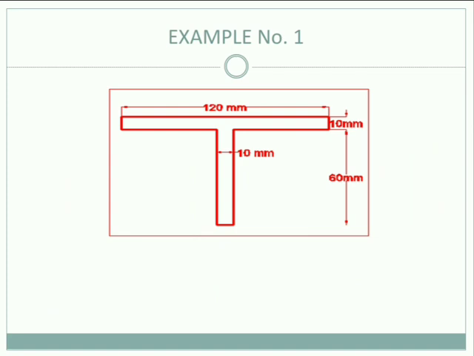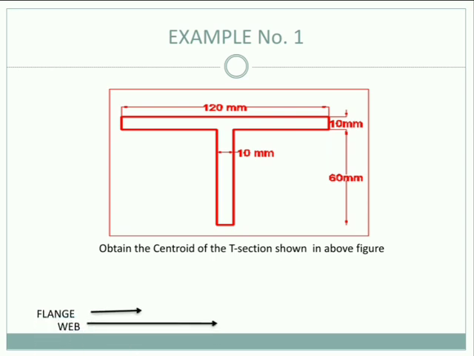So let's start with example number 1. Obtain the centroid of the T section shown in the above figure. So we will be basically following those 4 steps which we have discussed.